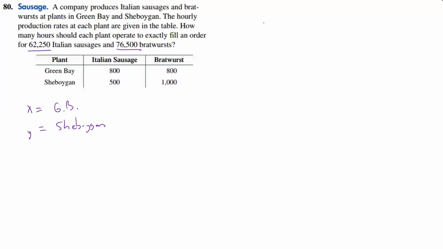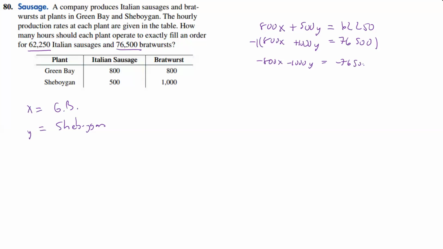And so it looks like if we take 800 times X plus 500 times Y, that's supposed to be 62,250. And the other one we're going to have again 800 times X plus 1,000 times Y, and that's going to be 76,500. All right, this one's pretty easy. We have the same numbers, we just have opposite signs. So let's call this one a negative. We're multiplying by -1 throughout here, so that's going to give us negative 800x minus 1,000y equals negative 76,500.